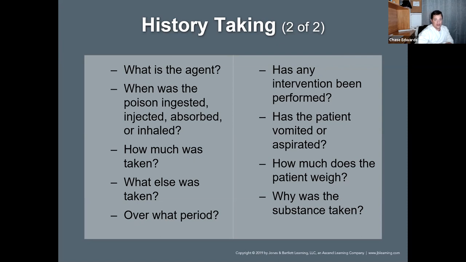This is going to affect your treatment decision for the emergency physician. And then also, acute onset events often indicate a more serious patient scenario.